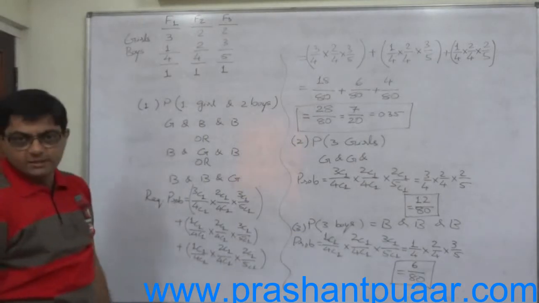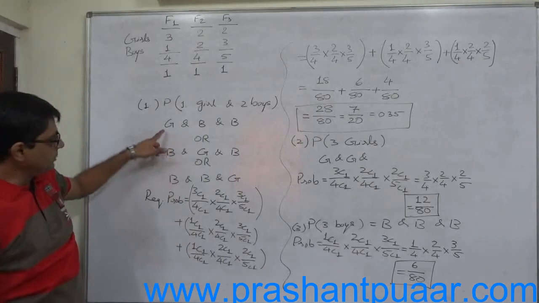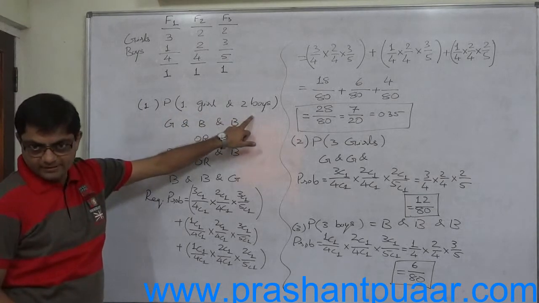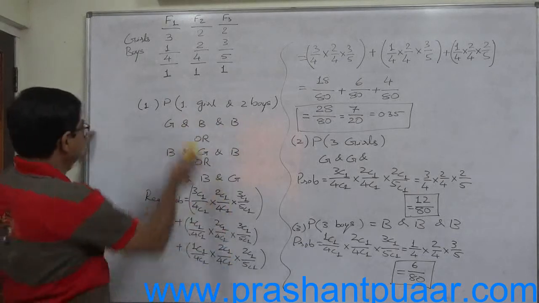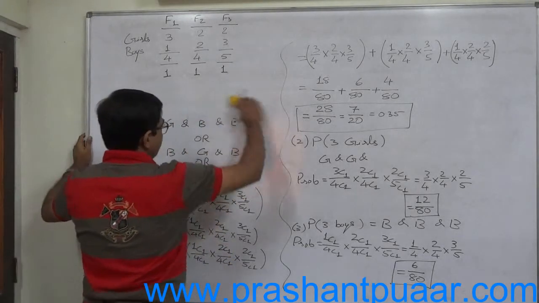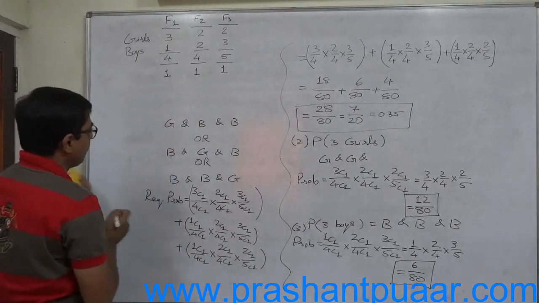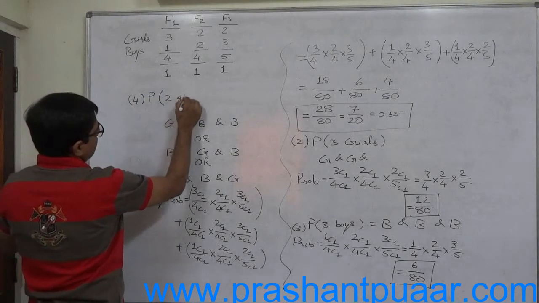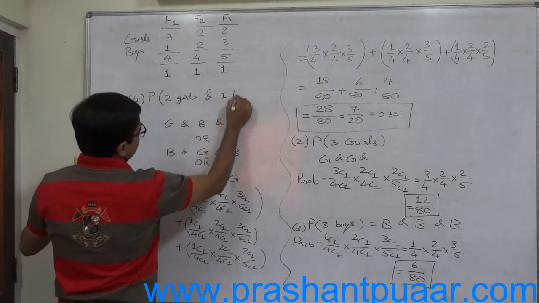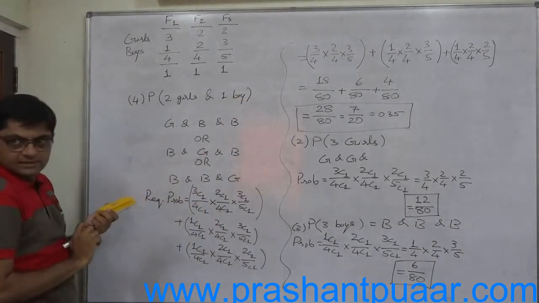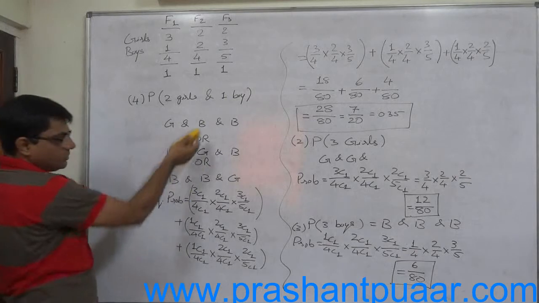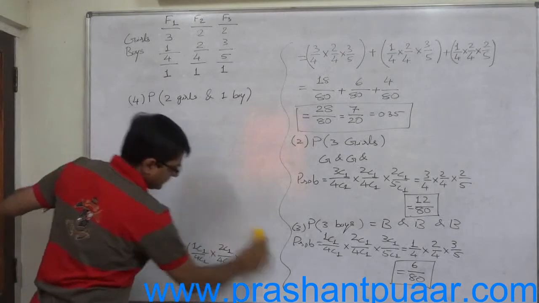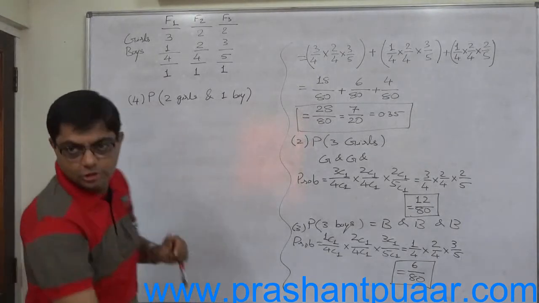Again, one more case is possible, the fourth case, that is similar to this case. It can be two girls and one boy. The fourth case possible is the group of three children selected consists of two girls and one boy. Again, that is also possible in three mutually exclusive ways.